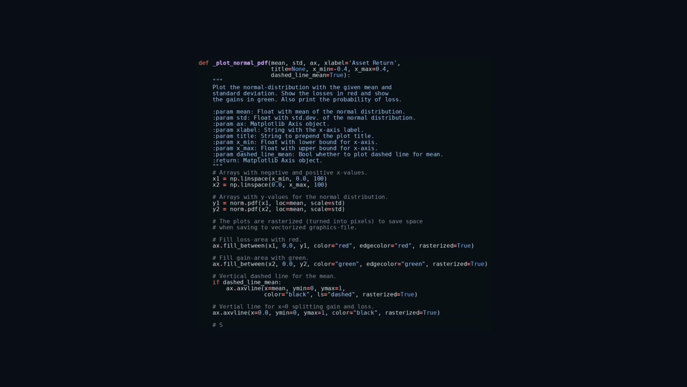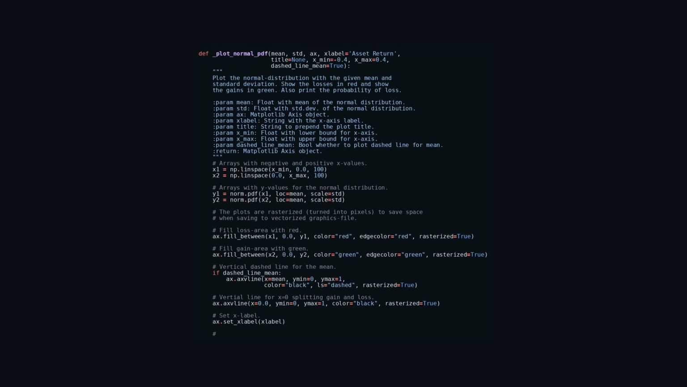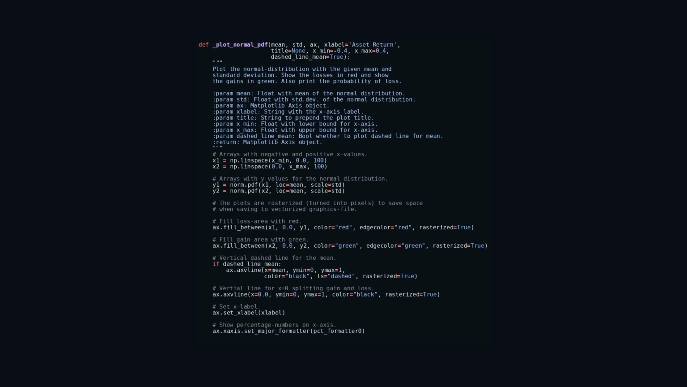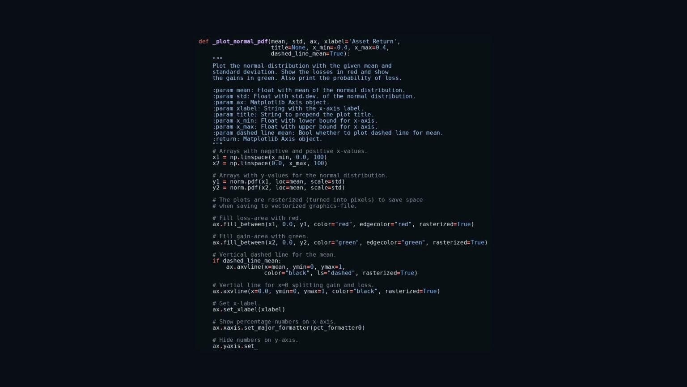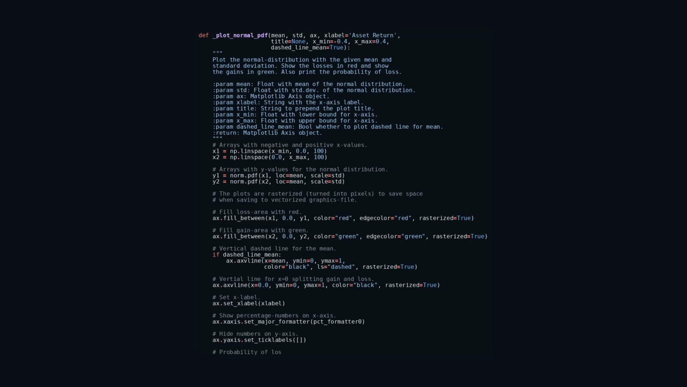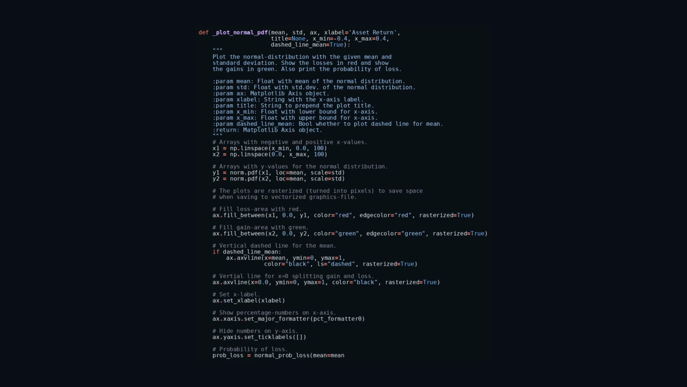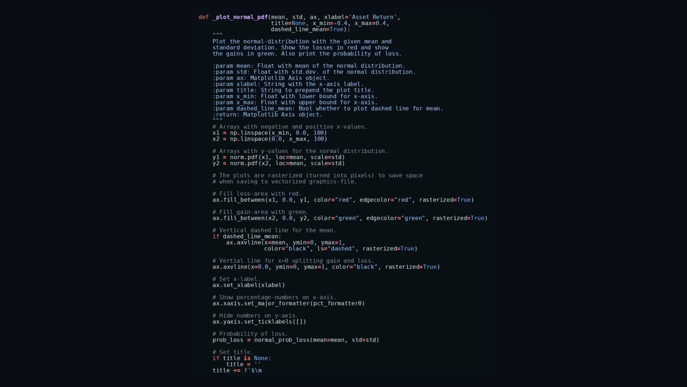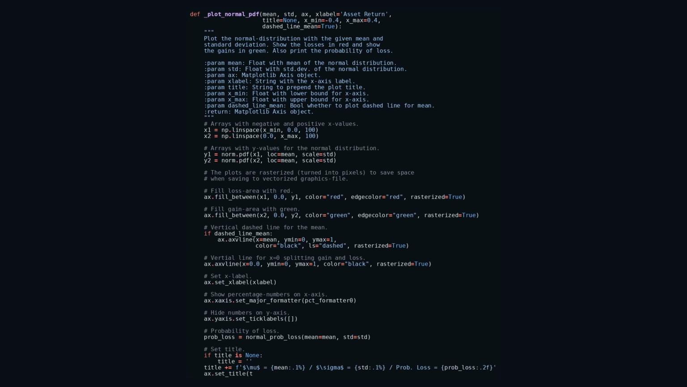Overall, this function enables the efficient creation of plots that illustrate the normal distribution for a given set of parameters. Highlighting areas of gains and losses, it offers a practical tool for visualizing the probability distribution of data, making it useful in fields like finance, statistics, and data analysis where understanding data distribution is critical.